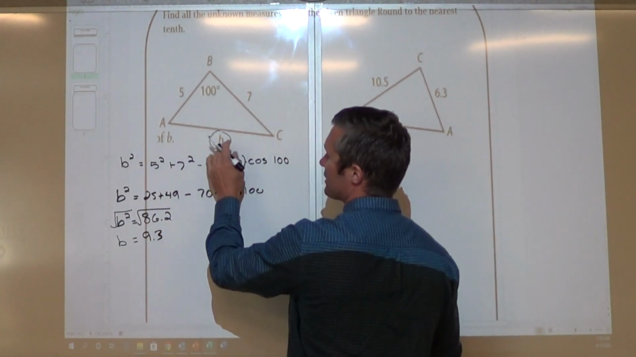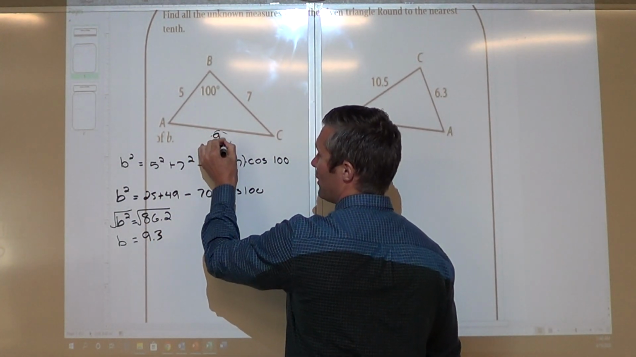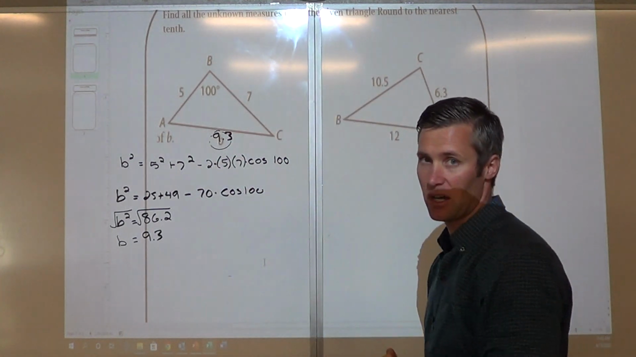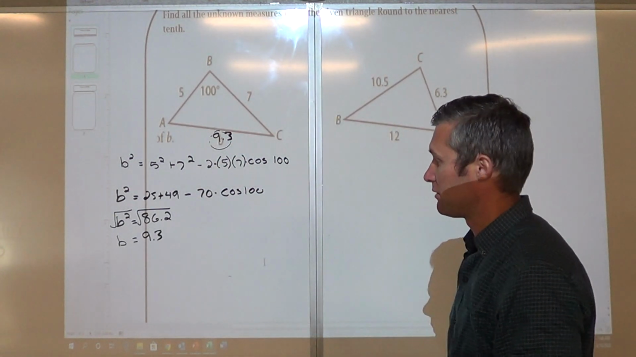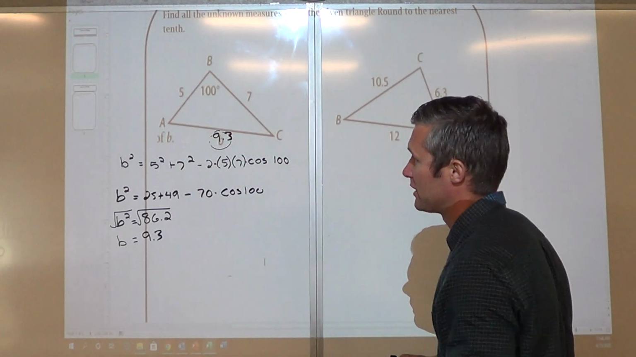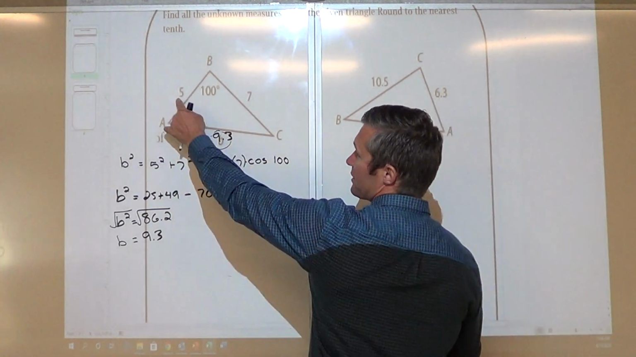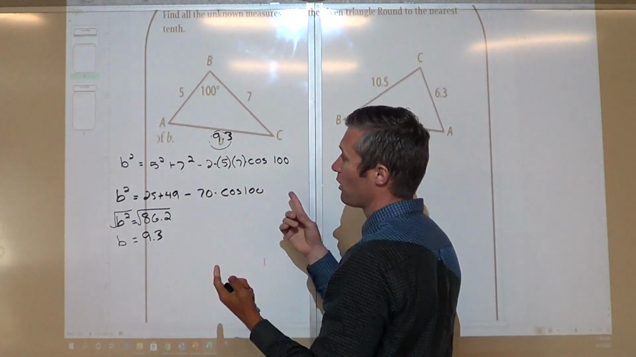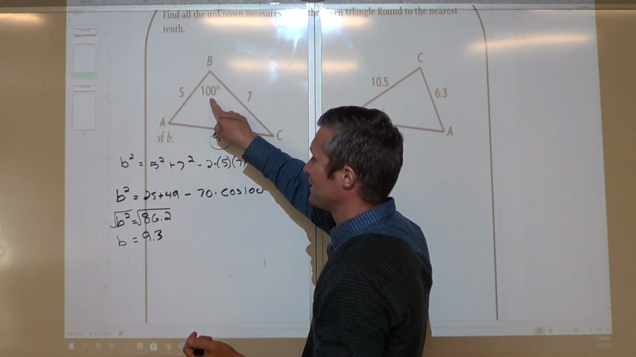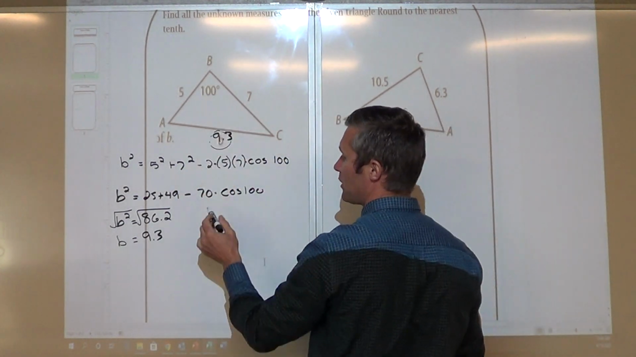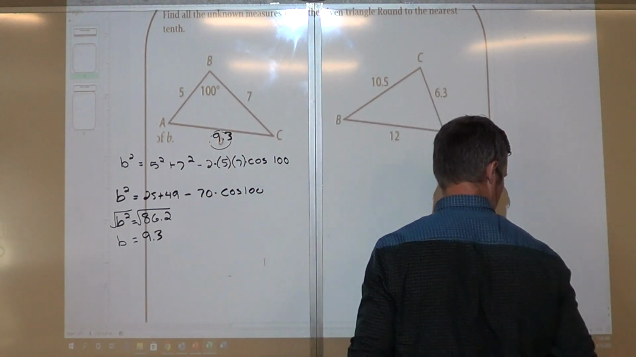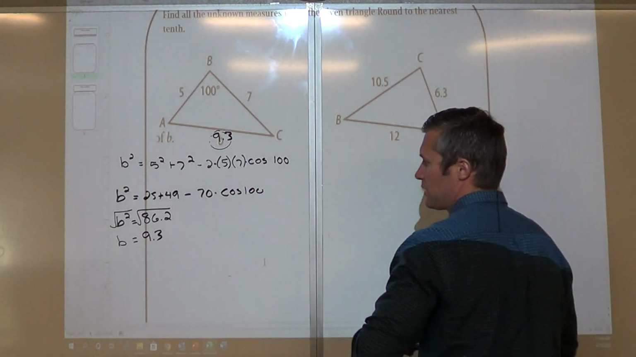And now I have this side that I know. Once I do that, I'm going to use the law of sines now to solve for the rest of it. I know this side and this side. So all I need to do is find an angle measurement. So I'm going to use this one. I'm going to go ahead and set it up. We'll do it this way so you can see the difference.